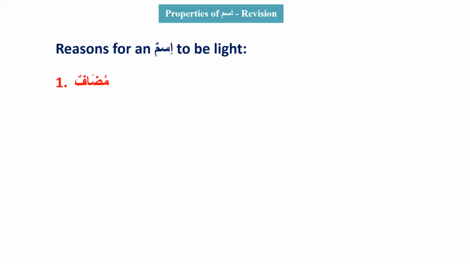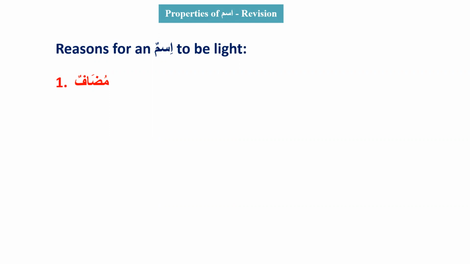Give me one reason for an ism to be light that we have discussed in this class. Daniel. مضاف إليه. No. مضاف إليه. You are close, but you are not precise. مضاف. Just mudaf, not mudaf ilayh. Just mudaf. So there are 4 reasons for an ism to be light, and the first reason is mudaf. Mudaf is always light, and it doesn't take al, if you remember. So mudaf is always light. So if you see an ism which is light, it could be the mudaf. Could be mudaf, could be something else.